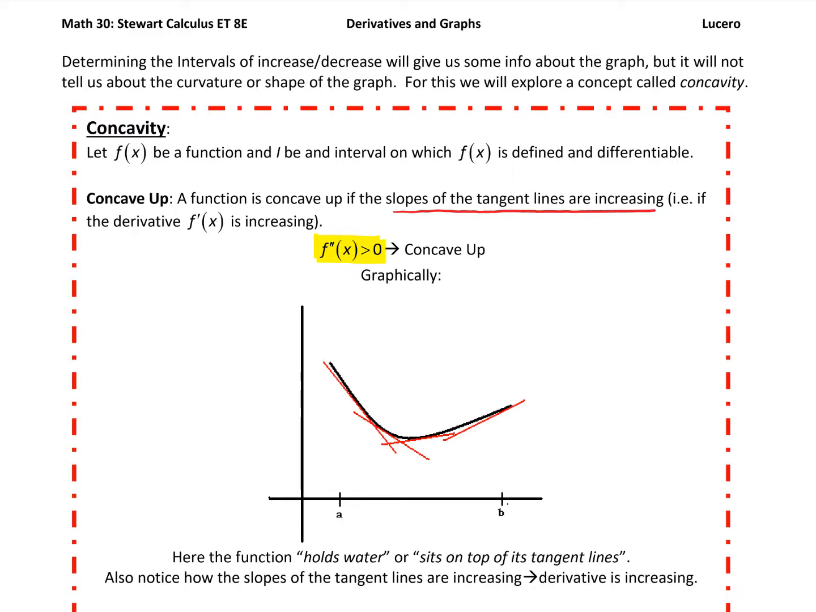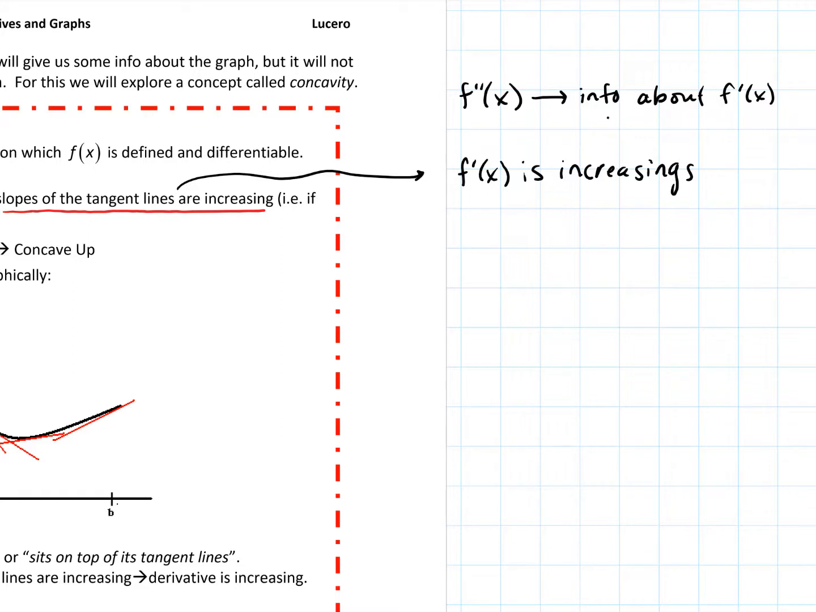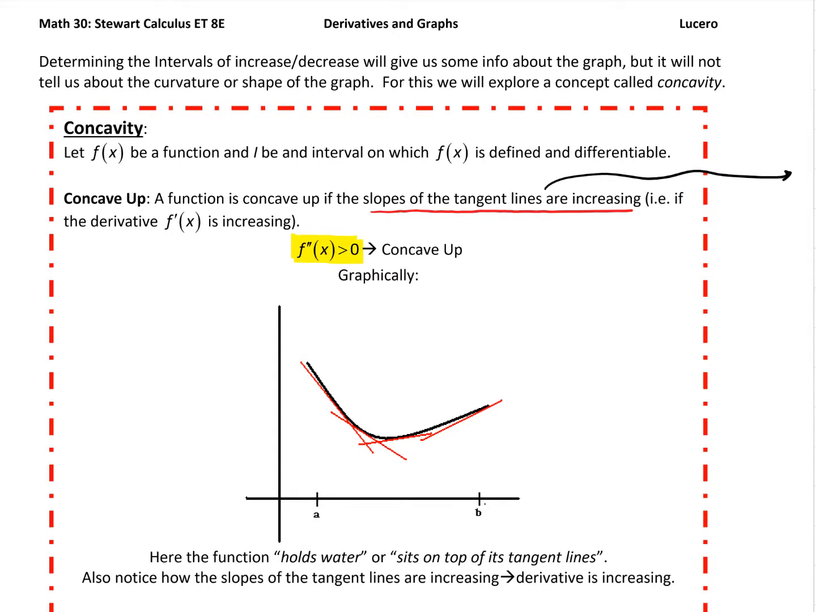That's what that means. When we say the slopes of the tangent lines are increasing, that is saying that the first derivative, f prime of x, is increasing. So we are actually looking at the second derivative, f double prime of x, and it's giving us information about how the first derivative is changing. So f prime of x is increasing when the second derivative is positive, or greater than 0. That's what that's saying there. And then graphically we've got this picture. This is called concave up.